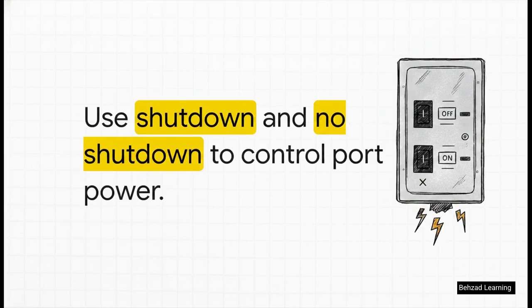Think of these exactly like the main electrical breaker switches in your house. When you issue the shutdown command in interface configuration mode, you're throwing the breaker. You are administratively disabling that port. To flip the breaker back on and enable the interface, you just issue the no shutdown command. You are going to use this so often, it'll become second nature to just type shut and no shut.